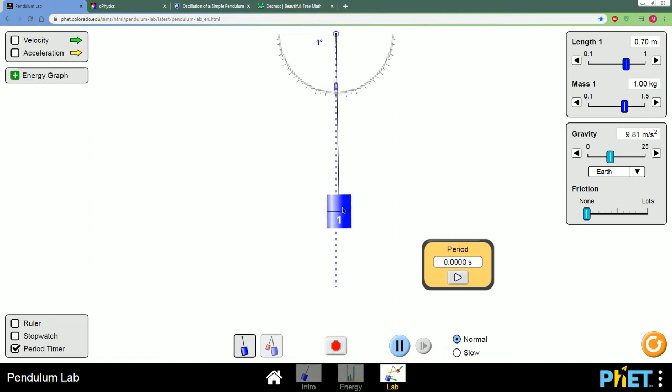Now, let me set it to, let's say, 6. Let's go with the period timer. 1.6795, that's super close. Let's go to, let's see, 7.